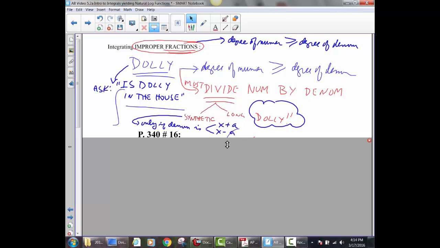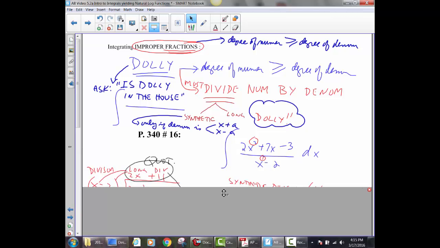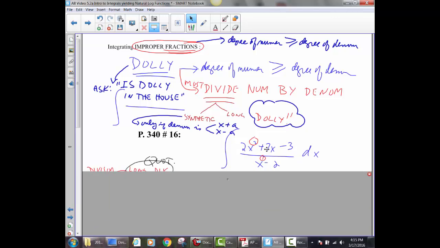So if it's x plus a number or x minus a number. And the interesting part about this, if you don't notice that Dolly's in the house and you just start to integrate, you'll actually think everything's fine. It's not like you'll get to a dead end. You'll just get to the wrong answer. Okay, so here's an example, integral 2x squared plus 7x minus 3 over x minus 2.